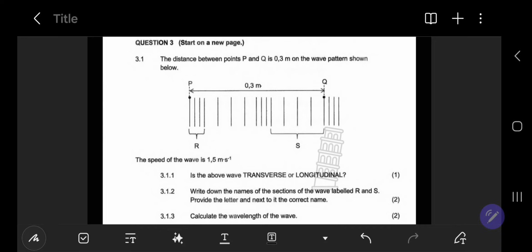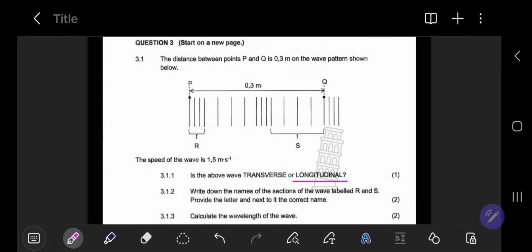So here's question 3, and this is now testing you on longitudinal waves. 3.1 says the distance between points P and Q is 0.3 meters on the wave pattern shown below. And the speed of the wave is 1.5 meters per second. We kind of already answered the first question. Is the above wave transverse or longitudinal? So yeah, we know it's longitudinal.